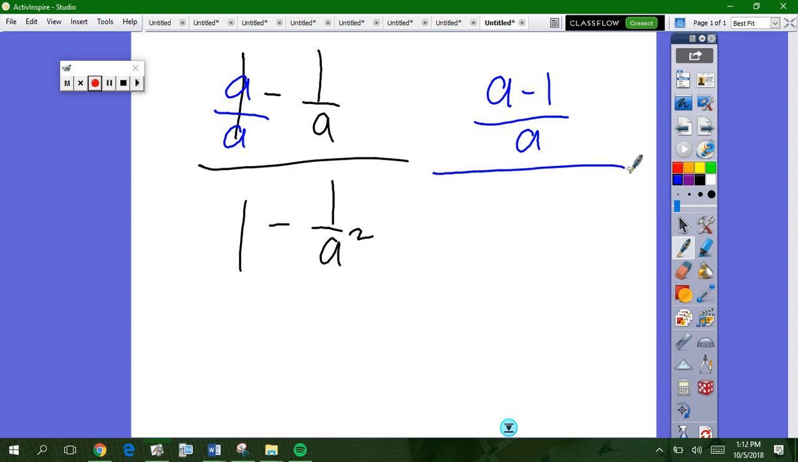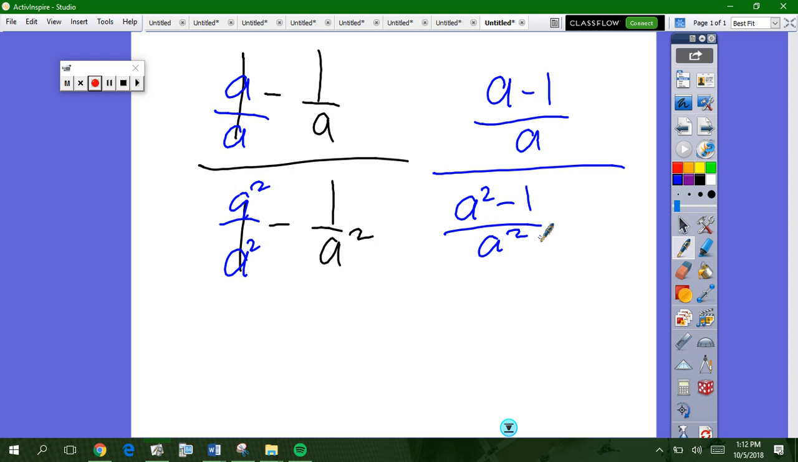Let's work with the bottom. Well, I got A top and bottom. Now I have a common denominator. I can just add the top, or in our case, subtract. Okay, now the bottom. What does it need to have as a common denominator? A squared. Yes? And that becomes what? A squared minus 1 over A squared, correct? Anybody have a question there?